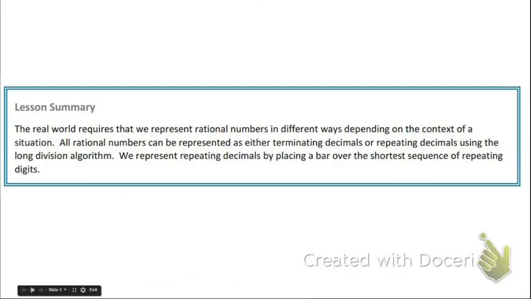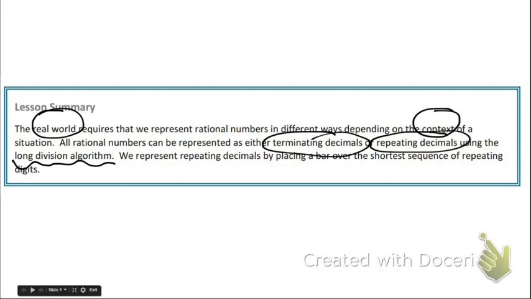Our lesson summary here: the real world that we live in requires that we represent rational numbers in different ways, depending on the context of the situation. All rational numbers can be represented as either terminating decimals or repeating decimals using the long division algorithm. We represent repeating decimals by placing a bar over the shortest sequence of repeating digits. And I want to see you doing that on a consistent basis.